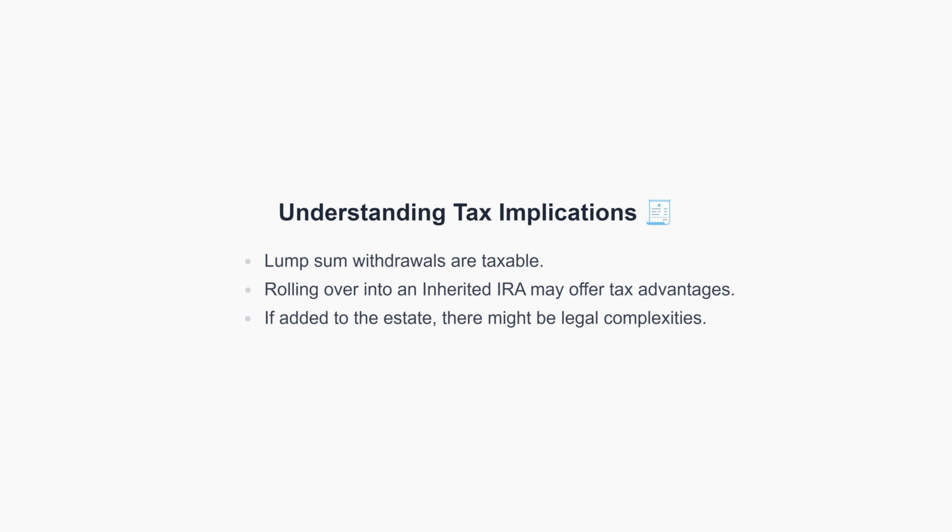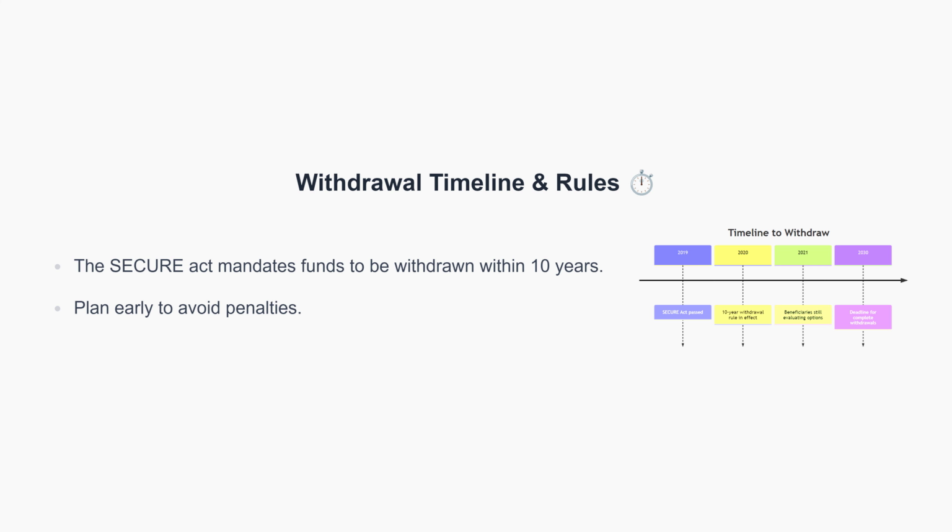In accordance with the Secure Act, beneficiaries must withdraw the funds within a 10-year period. Failing to do so can result in penalties. It's critical to plan withdrawals accordingly to prevent any unexpected charges and ensure compliance with the law.